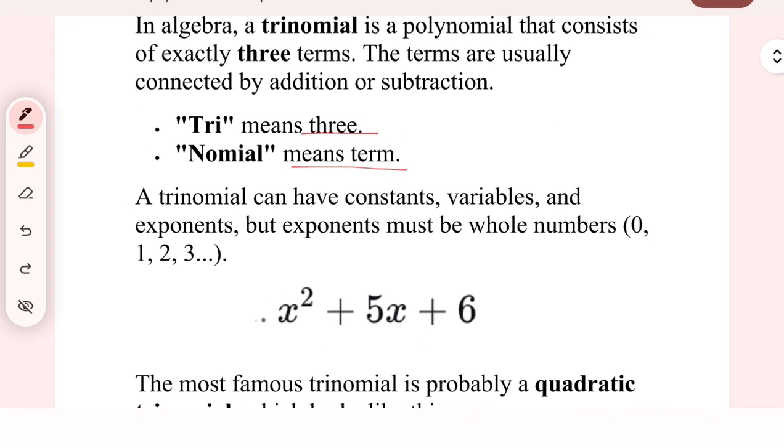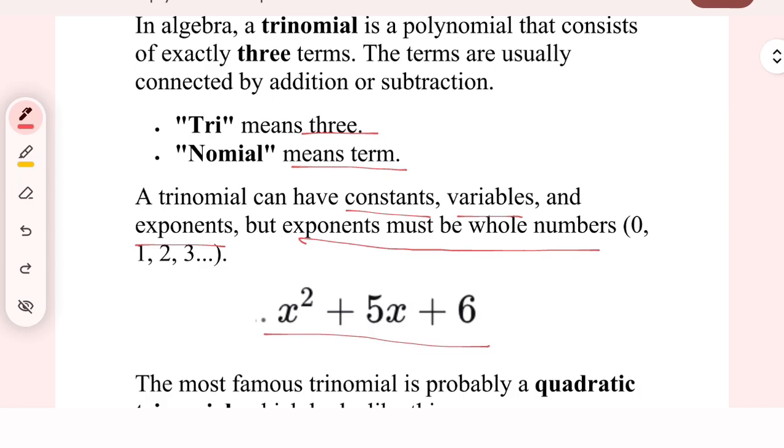A trinomial can have constants, variables, and exponents, but exponents must be whole numbers, like 0, 1, 2, 3, 4, and so on. All right? So this is an example of a trinomial. It consists of 3 terms. What is the first term? The first term is x squared. The second term is 5x. And the third term is a constant 6.